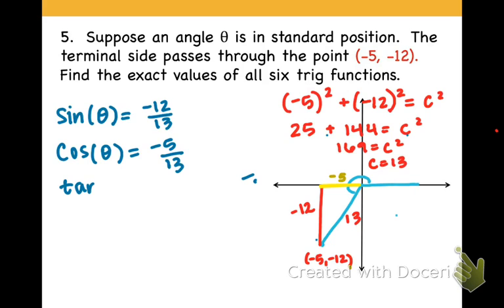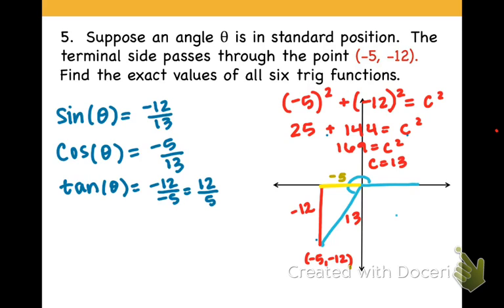Tangent is the one that should be positive. Tangent is opposite over adjacent, so this is going to be -12 over -5, and negative over negative does become a positive. So we get the positive 12 over 5, and that would be the simplified form we want to keep. All right, last 3 are just our reciprocal functions.